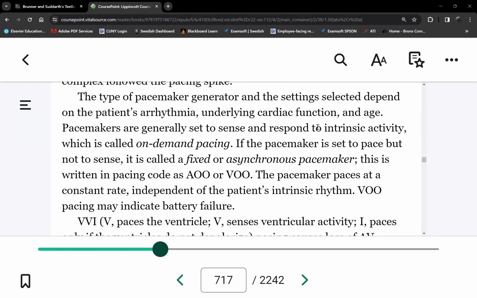They can also be, no, not baseline, intrinsic. Meaning the patient's own SA node will be disregarded. The pacemaker will override whatever it's doing. It can also be set to on-demand pacing, or simply demand. That means it will only fire if the patient's heart rate falls below a set rate. Usually, again, the setting is around 70. So if the patient's SA node fires less than 70 per minute, that turns the pacemaker on. The pacemaker will start firing.